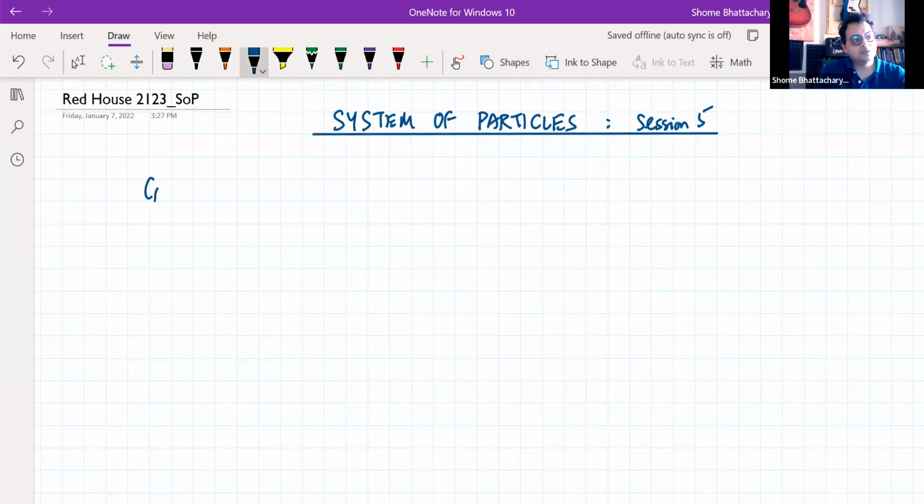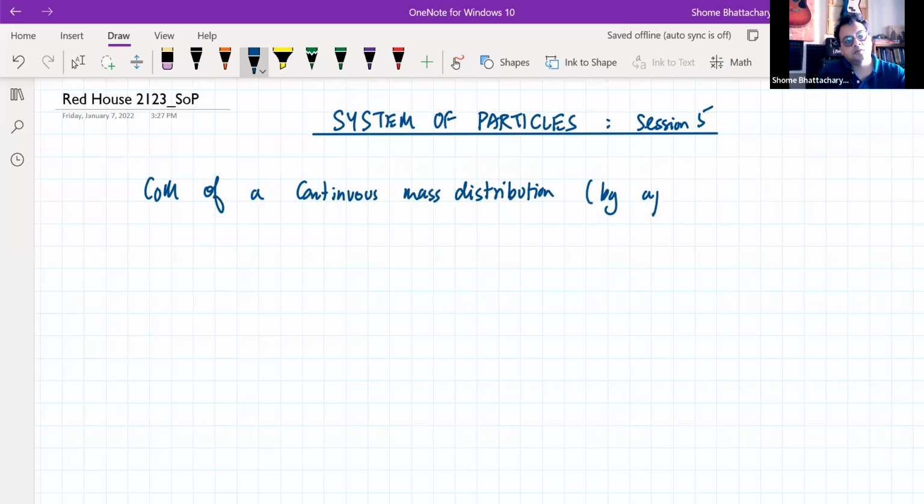Okay, so center of mass of a continuous distribution using integration. By application of definite integration.